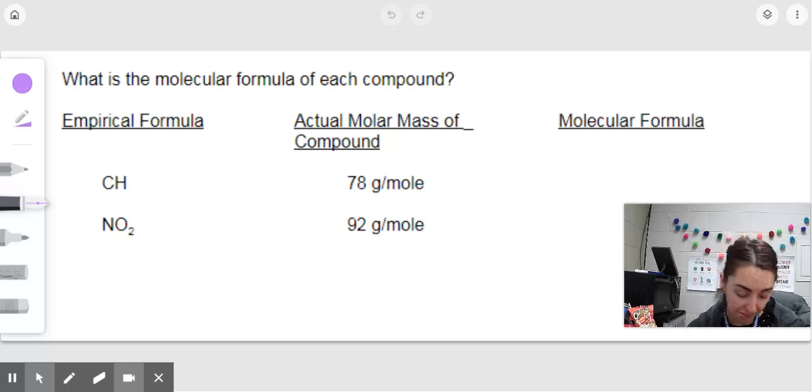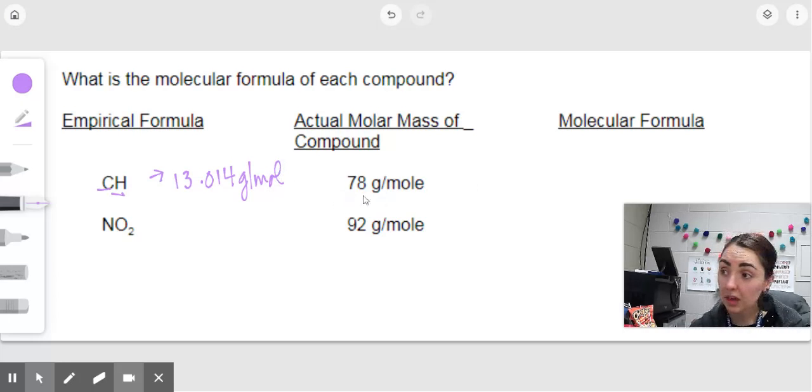Here's how we figure it out. So I need to add up the molar masses of my empirical formula. So I've got one C and one H. So C carbon, that's a molar mass of 12.006, plus our H is 1.008. So I end up with a molar mass of 13.014 grams for every mole.